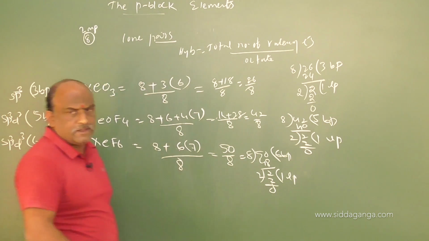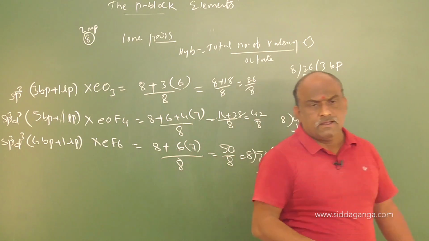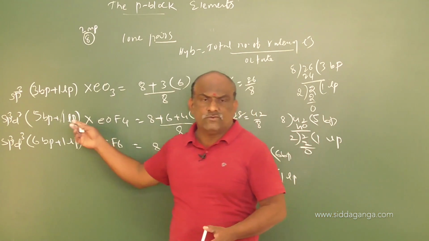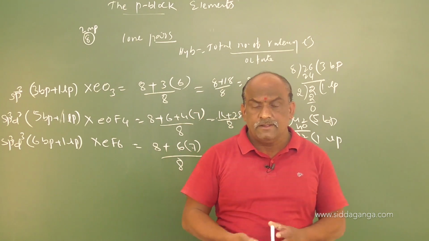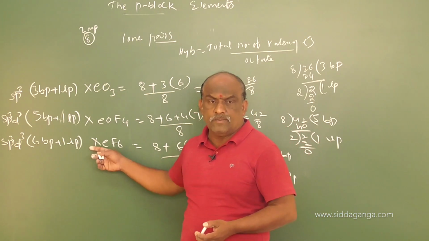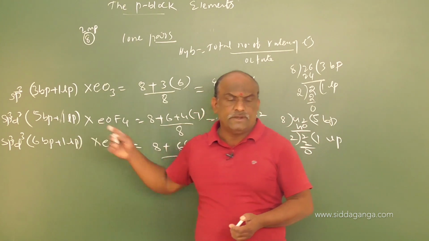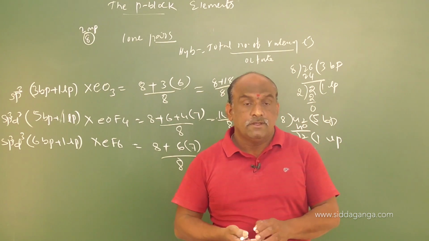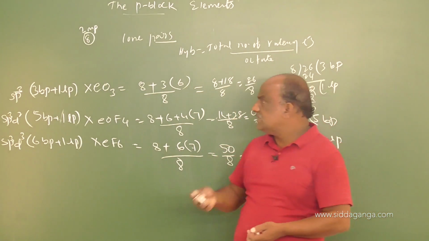First shape is pyramidal. Second shape, we expect octahedral, but instead of octahedral, due to the presence of one lone pair, this is square pyramidal. And the last shape is pentagonal bipyramidal, but here also one lone pair is there, so it is also distorted octahedral.